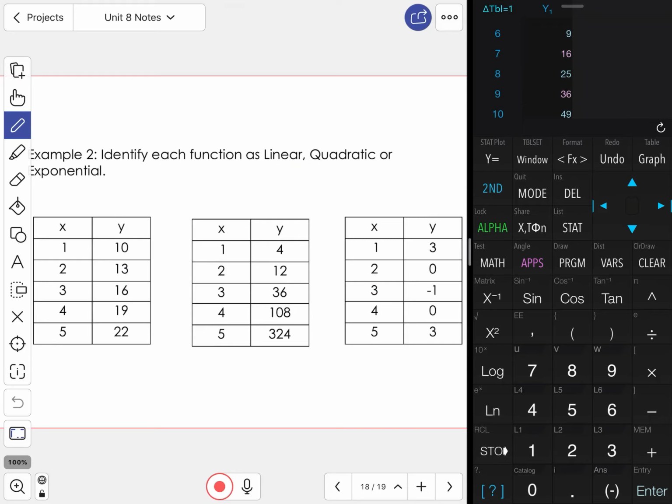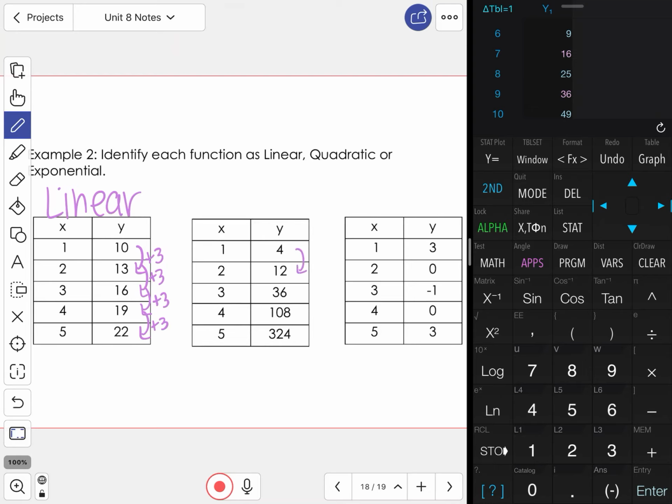Okay, so let's look at some tables. If they just give us the table, they don't tell us anything else. So I always like to look at the y's. So on this one, I always start off by looking for if it's adding or subtracting anything. So I can see from 10 to 13, they added 3. From 13 to 16, they added 3. 16 to 19, they added 3. 19 to 22, they added 3. So since it was adding the same number on the first time I looked at the differences, that means this is a linear function.